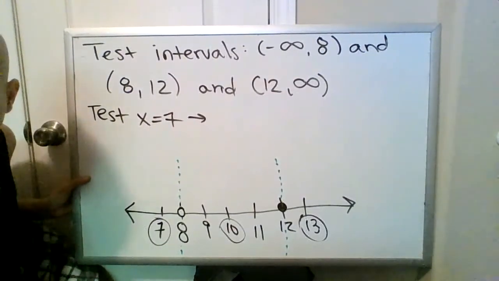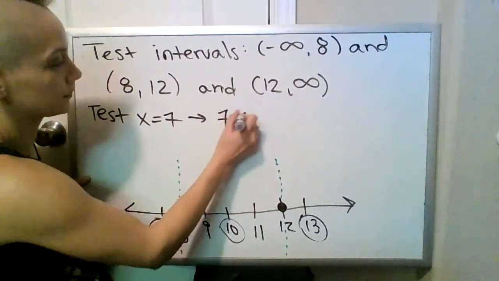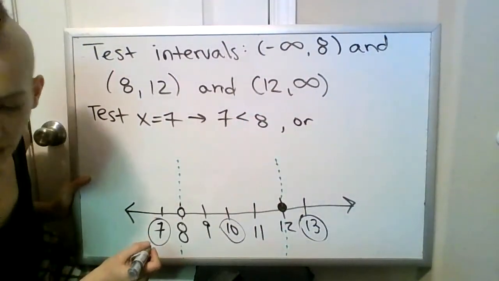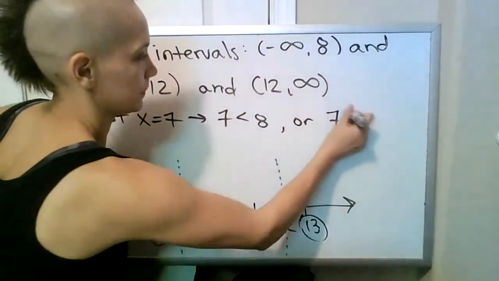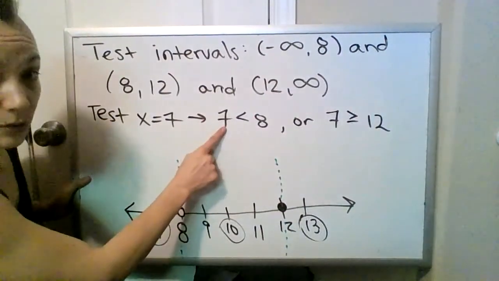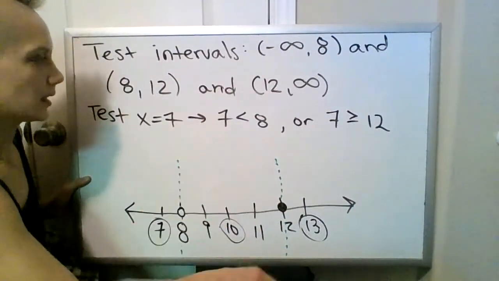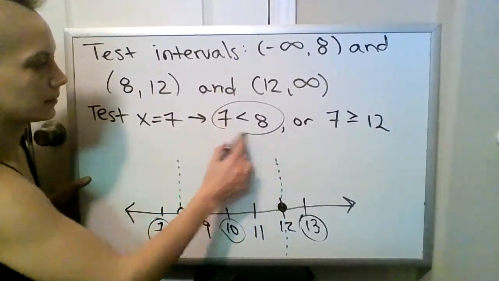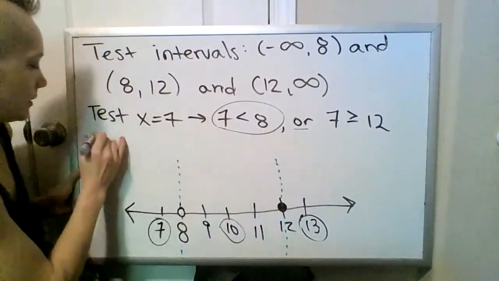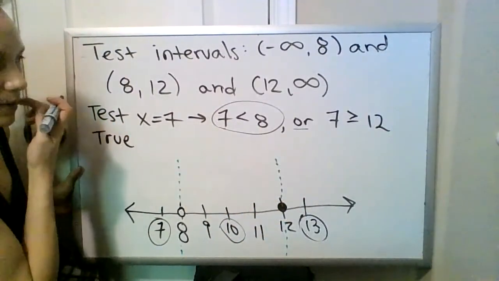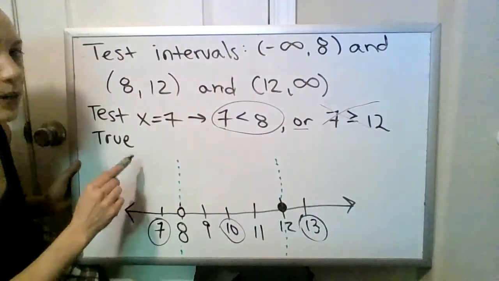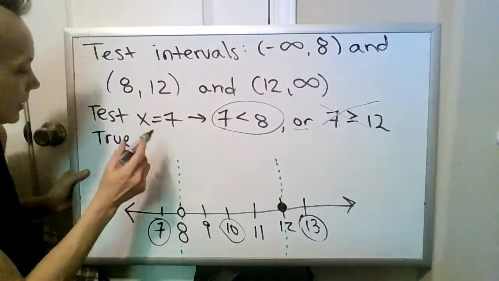All right, first test. Checking out the instructions. Is 7 less than 8? Or is 7 greater than or equal to 12? This one's true. 7's less than 8. And with or, as long as one piece is true, you have a true statement. So even though 7 is not greater than or equal to 12, this is going to be true, and we shade over x equals 7.